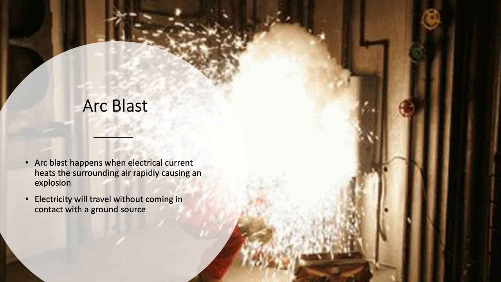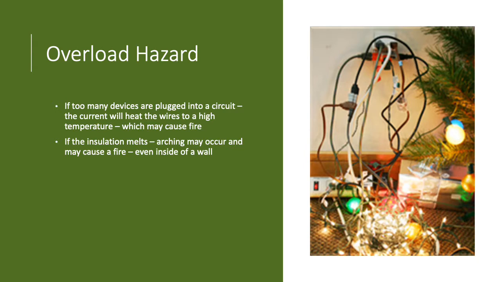It happens when electrical current heats the surrounding air rapidly, causing an explosion. Essentially it uses the oxygen in the air as an element for combustion. Electricity will also travel through that air, coming in contact with a ground source and the heat, and cause a real big issue. Even if you're not working directly with electrical, if you're working around it and any sort of item comes close enough and the air is heated between those two items, it can cause an arc flash or an arc blast.